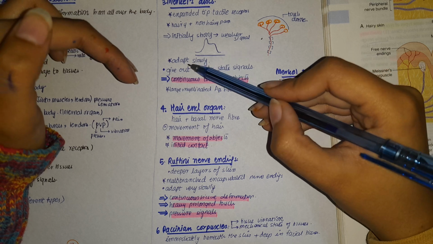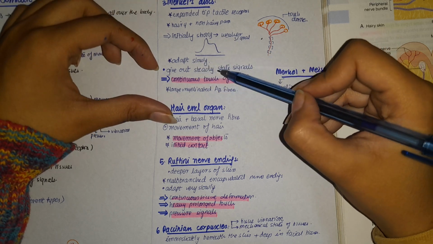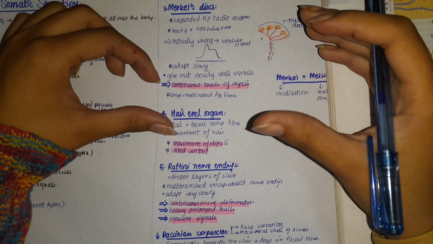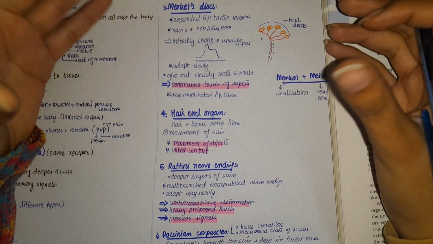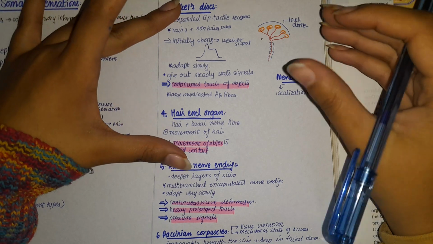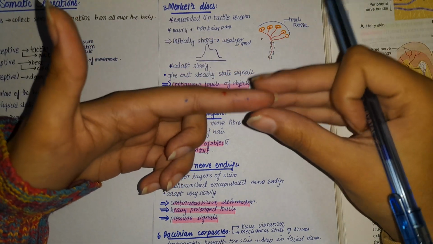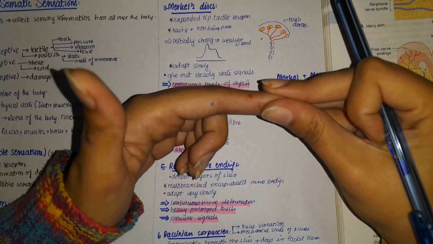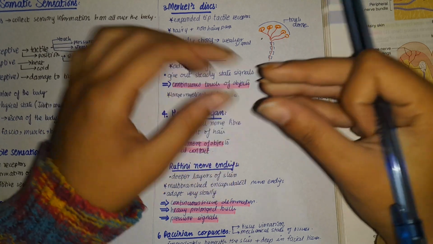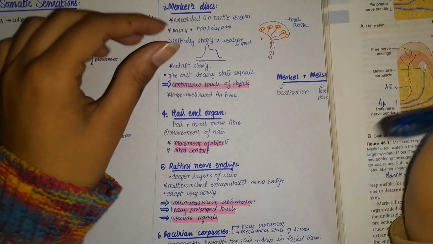So it means that it adapts slowly and progressively and gives out steady state signals. When it adapts slowly, it will help us to determine any continuous touch of the object. So if you're pressing the finger, the initial press is detected by the Meissner corpuscle, but the elongated continued press is detected by these Merkel discs, which are adapting slowly.